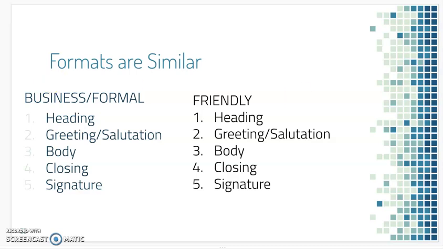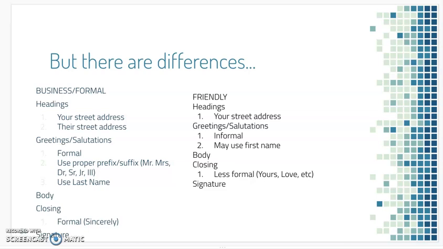So you might be asking, well, okay, what makes a difference? Here are the differences. When you are writing a business or formal letter, in the heading you have both your street address and the street address of the person that you are sending it to. The greetings and salutations, much like when writing a professional email, are a bit more formal. If there is a prefix or suffix, you want to be sure to use that, and you use your full name. The body is similar to the formal email etiquette, which means mostly that you are using your best foot forward type of writing. The closing is formal, usually signed with a sincerely, and then there's your signature.